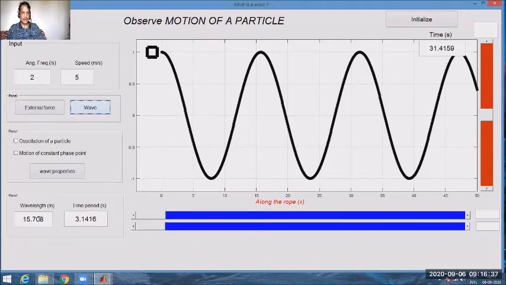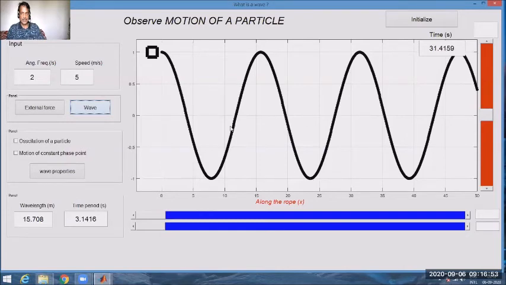Let us see what is 15.7. So here, let us consider a minima. It is about at 7. The next minima is at 23. So 23 minus 7 is 16. So this is the wavelength. So wavelength is distance between two successive minima.